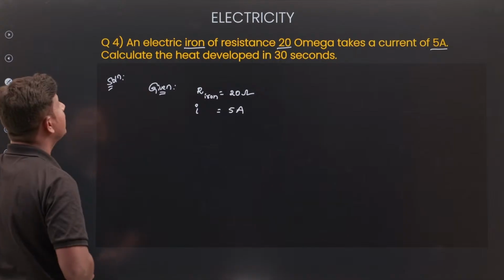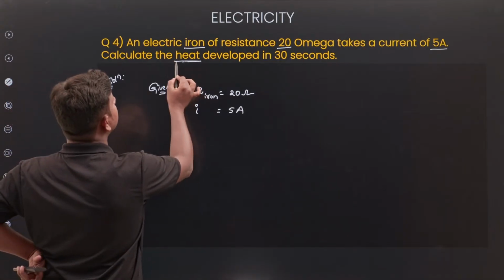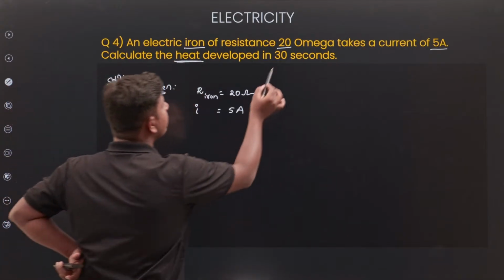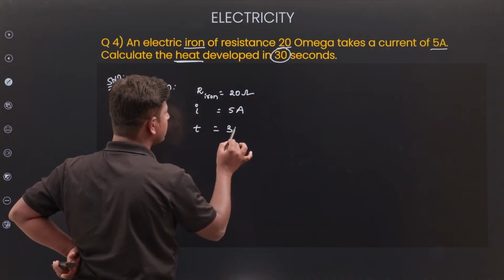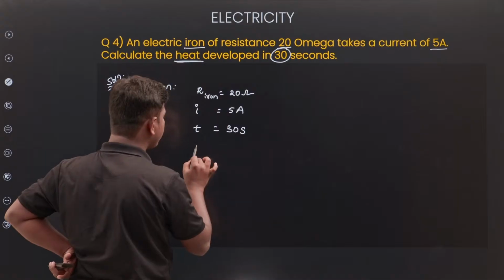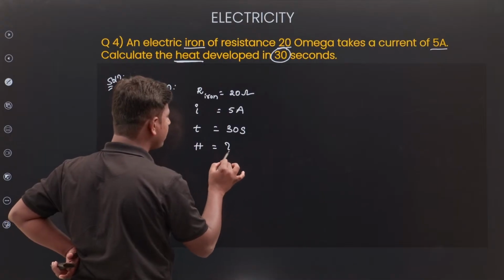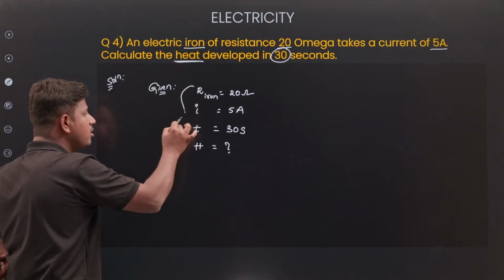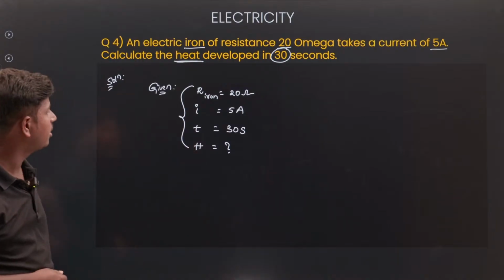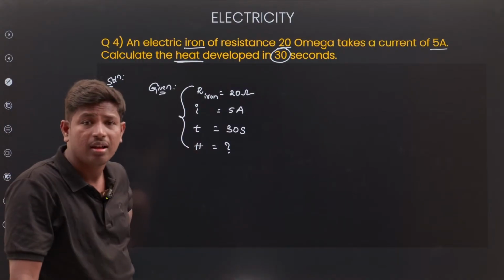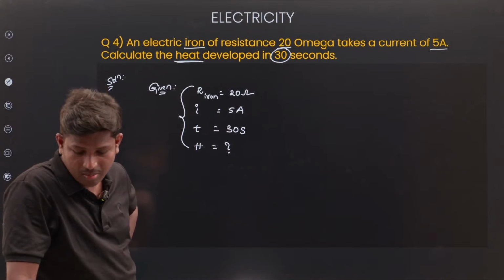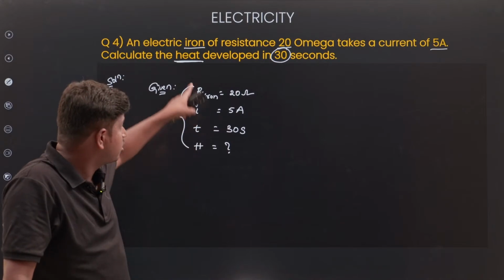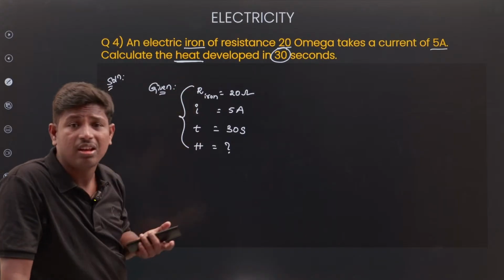Okay, fine. Calculate the heat developed in 30 seconds. Time is also given: 30 seconds. What do we want to find out? The H value we are going to find. Based on this, do you have any formula? Anybody from the comment section? Based on I, based on R, based on T, do you know any formula?